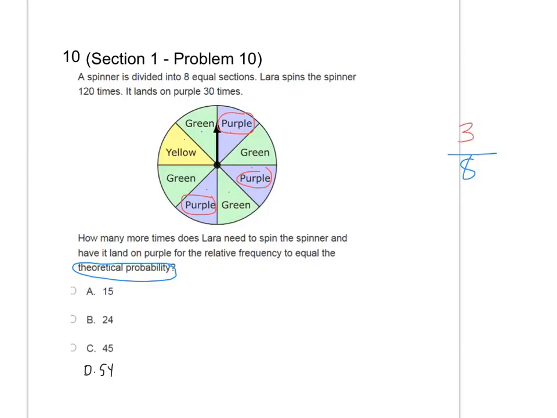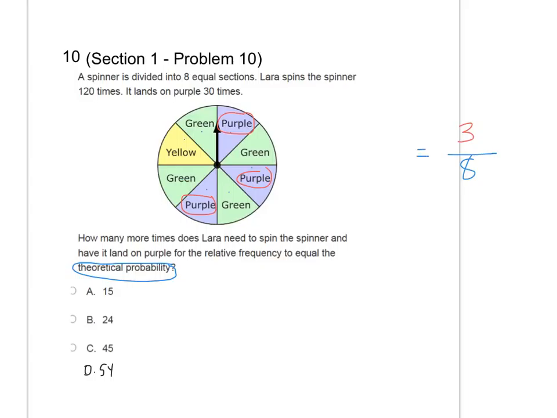So we would expect that for every time we spin the spinner, 3 out of the 8 times, or 3 out of the 8 sections, since they're purple, it would probably land on purple 3 out of every 8 times you spin it. So that's the theoretical probability.